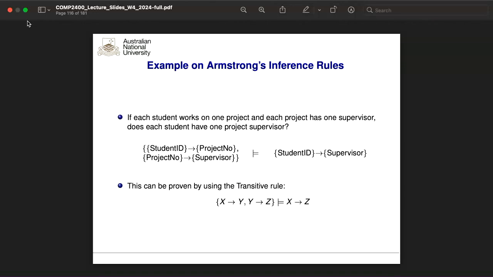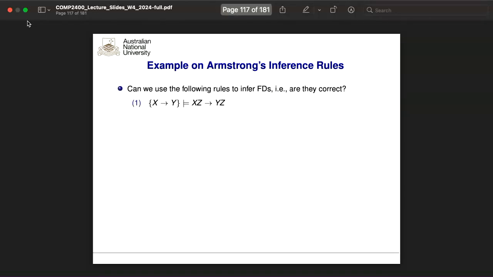It's just based on the transitive rule, we can prove the correctness of this. Let's do some exercise, okay? So can we see this is correct? Yes, okay, that's just the augmentation rule. We can add some attributes to both sides.